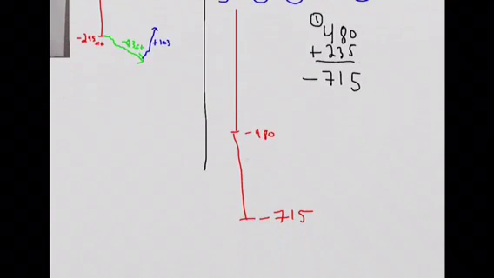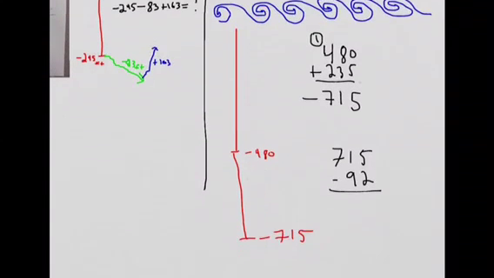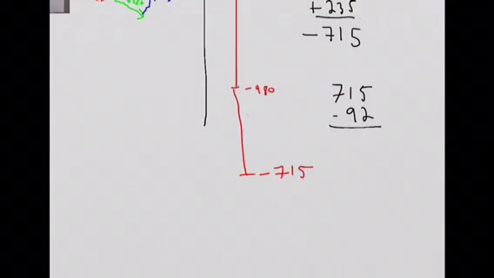So if I'm going up, this negative is going to be a smaller number. It's going to be less negative. So what I'll do is I'll take the 715 and subtract 92 from it. I know that I'm still going to be below sea level in the negatives, but I know it's going to be less negative. So 2 minus 3 is, or excuse me, 5 minus 2 is 3.